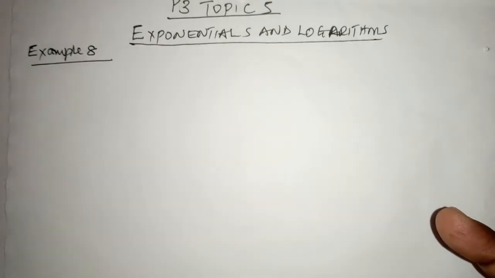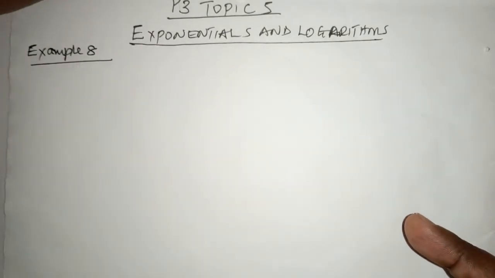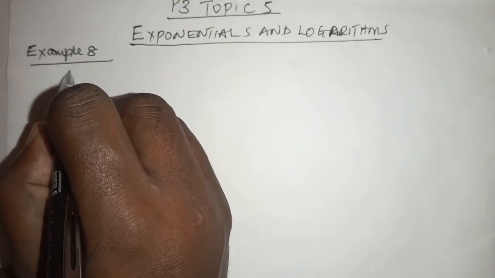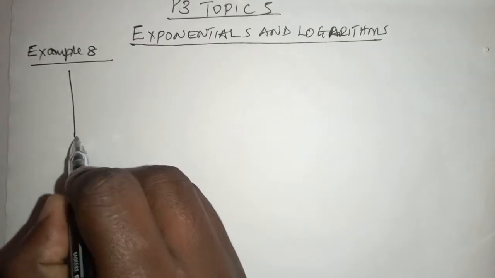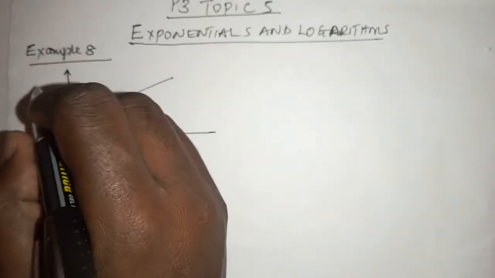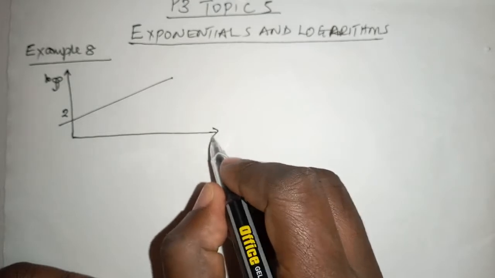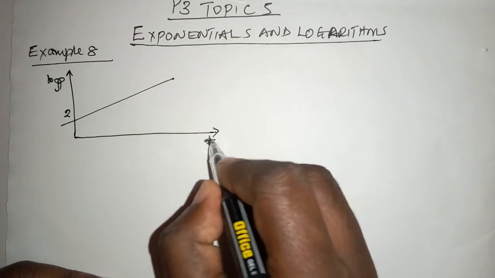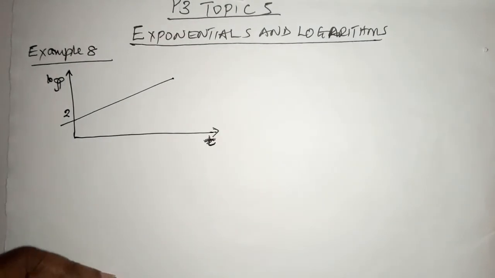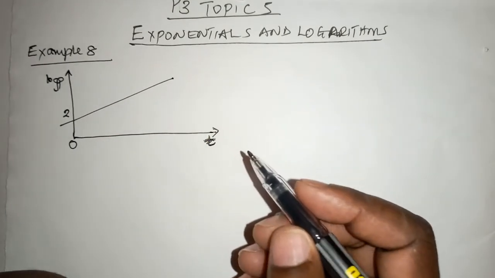Having understood the question, it is important to put down what we have. We have a graph that looks like this. The graph itself looks like this, and this is 2, and this is the logarithm of P, and this is what we're calling T. This is time T. Of course, this is 0, and that's it.